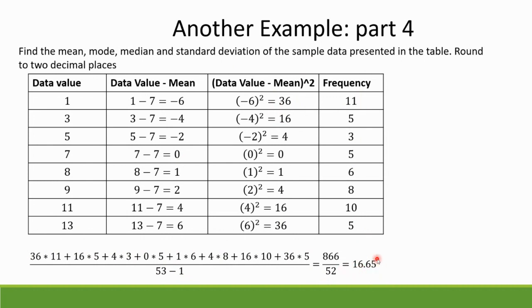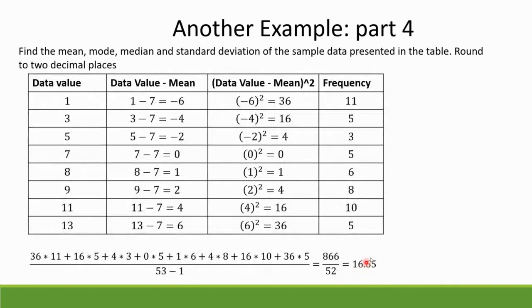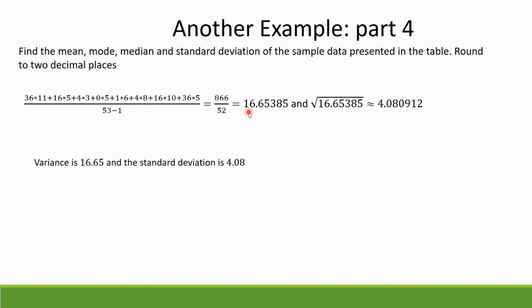Now, this is not quite the standard deviation, though. Here I went a little further out. I probably should have deleted this, but that's okay. Basically, you get that by rounding to 2 decimal places. The variance is this.